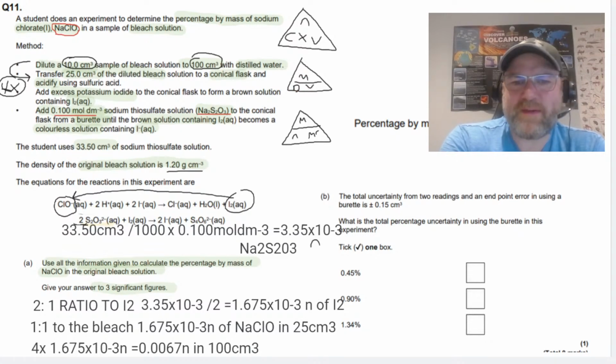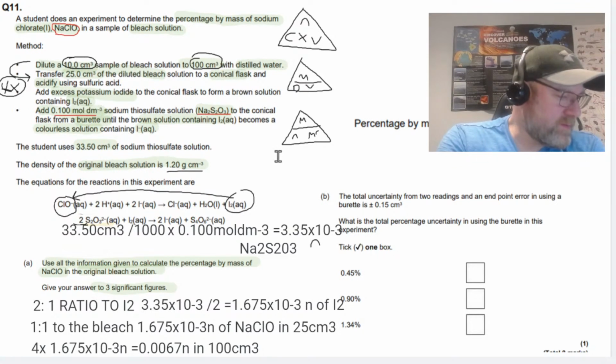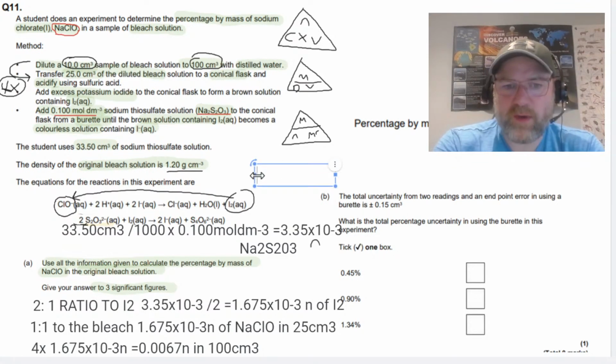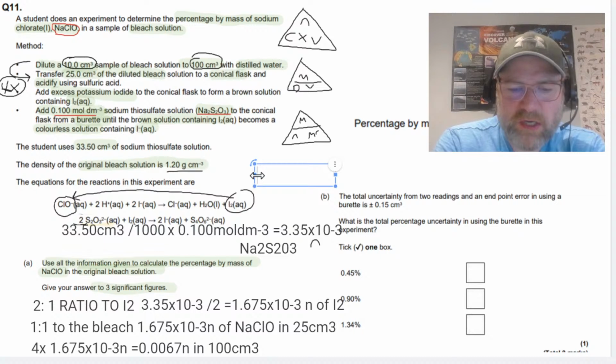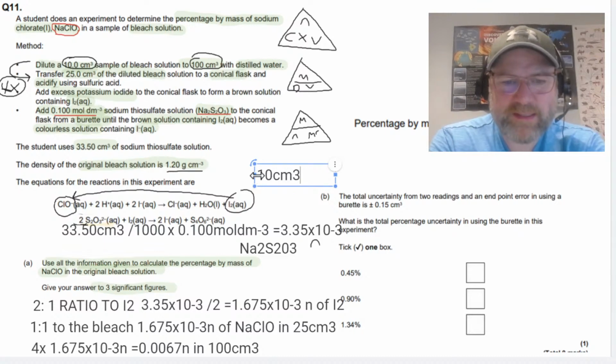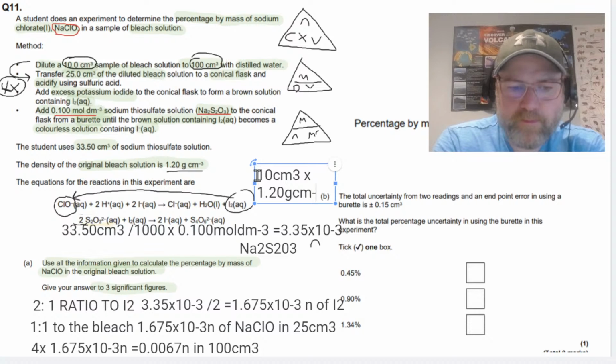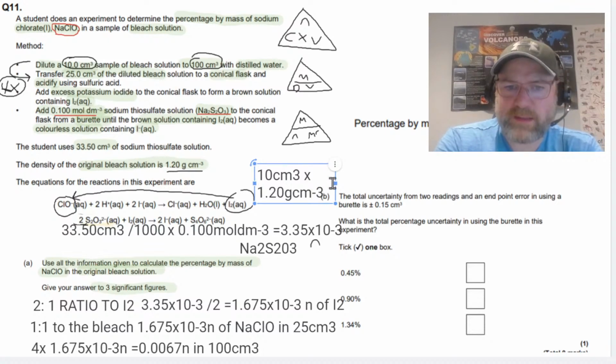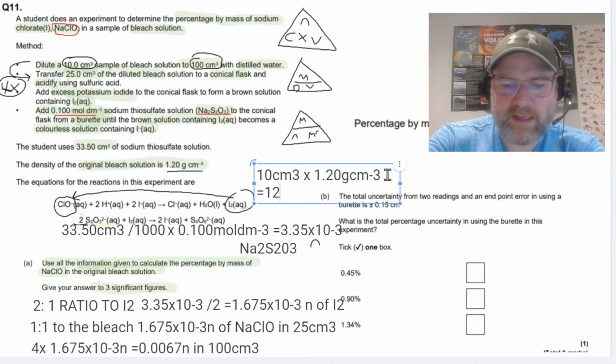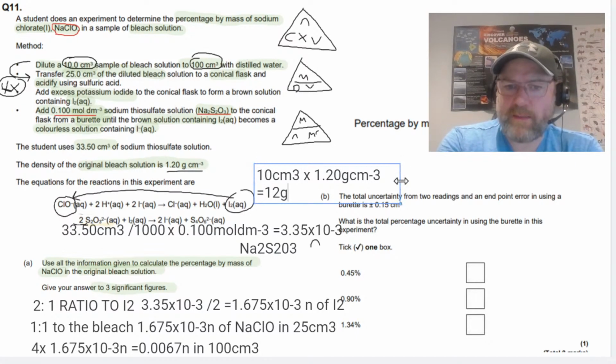Getting there eventually. So where's my face? Right, it's there. So we're going to find out the mass of the original bleach. So we go 10 centimeter cubed, which is volume. We times that by the 1.20 gram density, and we get 10 times 1.2. Even I can do that level of maths. That's 12 grams. That's the mass of the original 10 centimeters.